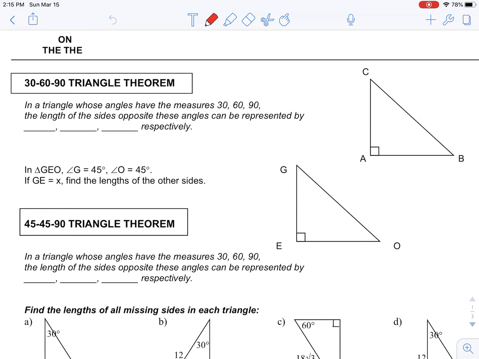So the first thing is for a 30, 60, 90 right triangle, here's a 30, 60. Writing with these pens is terrible, but the side that's opposite the 30 is x. The side that's opposite the 60 is x times the square root of 3, and the hypotenuse is 2 times whatever your x is. In a 45, 45, 90 right triangle, the two legs are x, and the hypotenuse is x times the square root of 2.